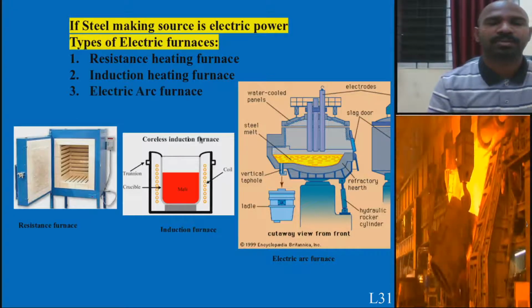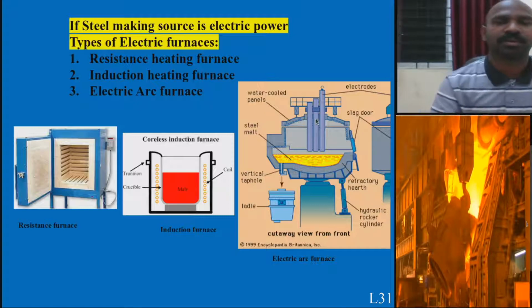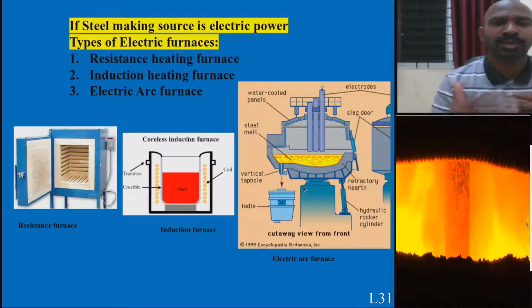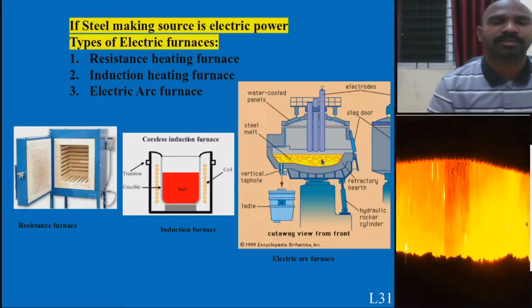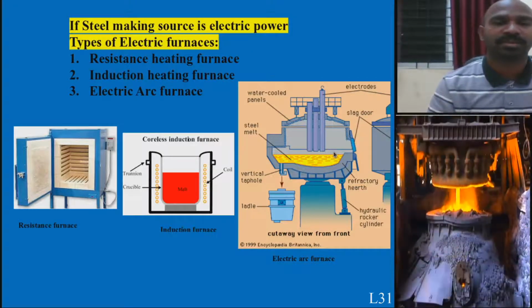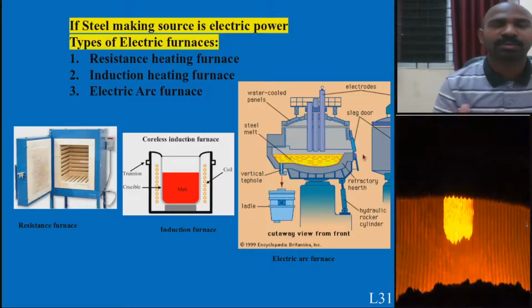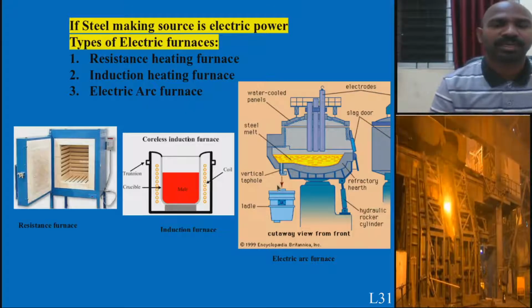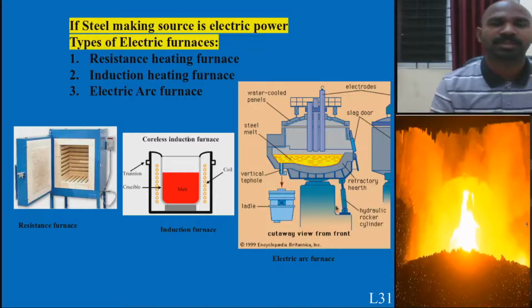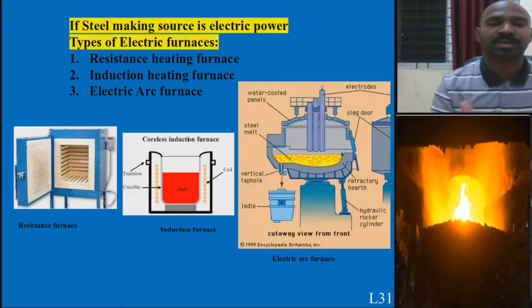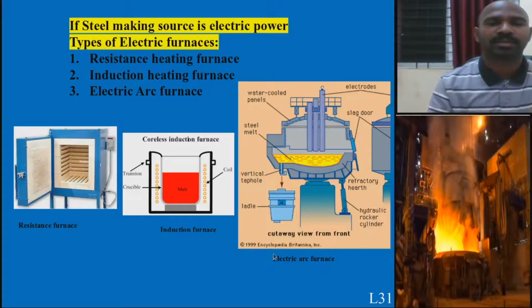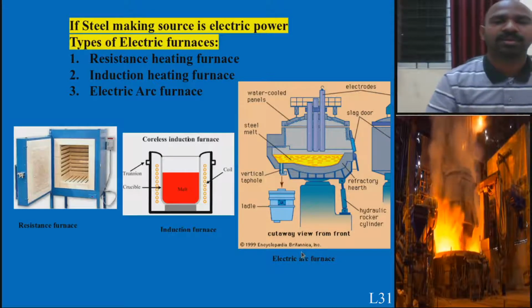The third one is today's topic, the electric arc furnace. These are the electrodes, and the arc will be produced. Once the molten metal is made, the slag layer will be removed from the slag tap hole, and the molten metal will be removed from the vertical tap hole into the ladle. This is the lifting mechanism. When you are tapping out, you can lift either to the slag door side or the molten metal door side. This is about the electric arc furnace.